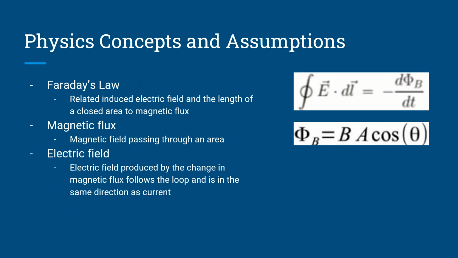Six concepts and assumptions that we had for this lab: Faraday's law, which relates the induced electric field and the length of the closed area to magnetic flux. Then the magnetic flux is the magnetic field passing through an area, and the electric field is produced by the change in magnetic flux that follows the loop and is in the same direction as the current.